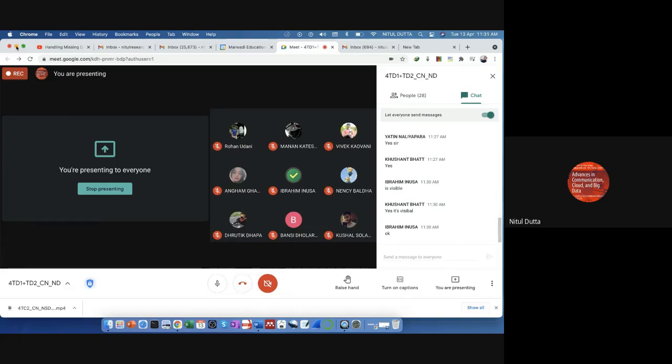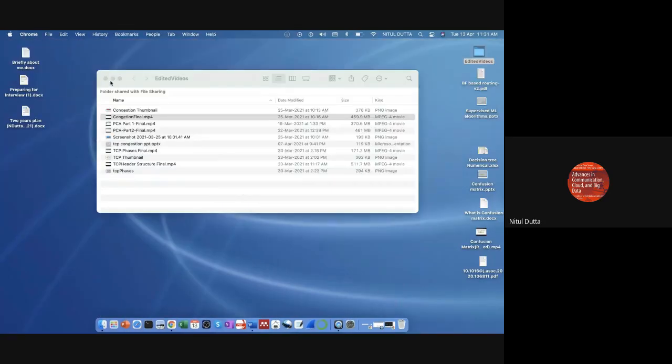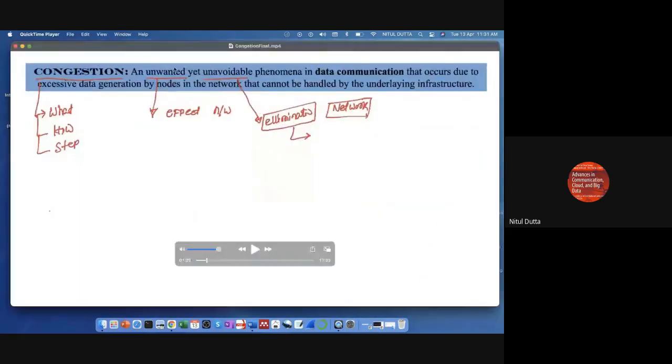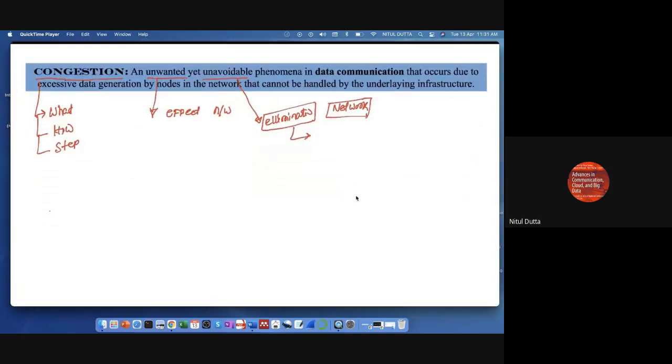Okay, let's continue. In some special steps in the different phases of data transmission, this video focuses on understanding the basic terms of congestion and accordingly how the network should react in case of congestion or occurrence of congestion.